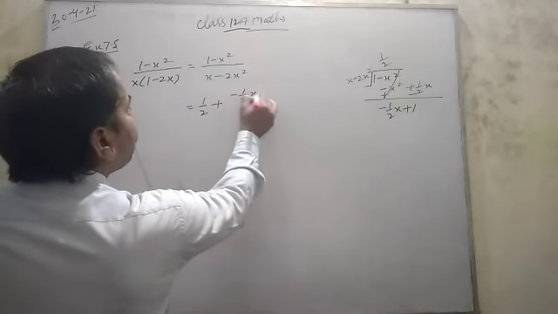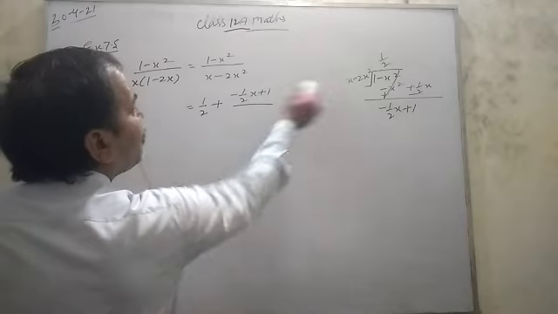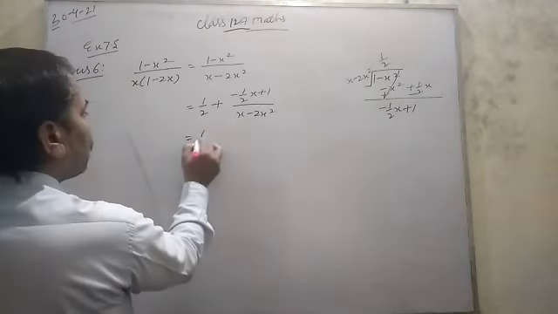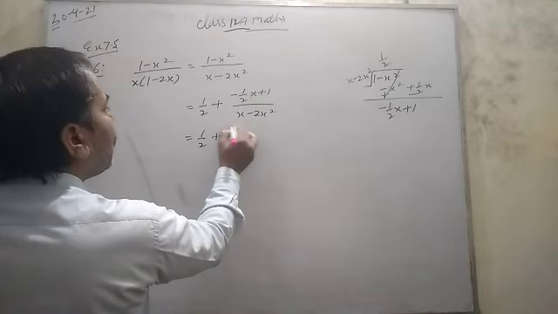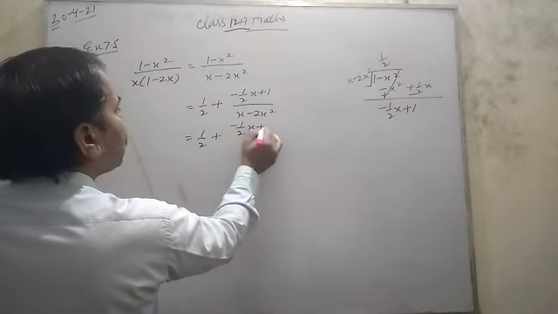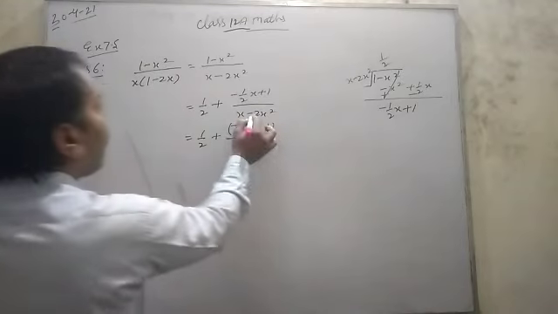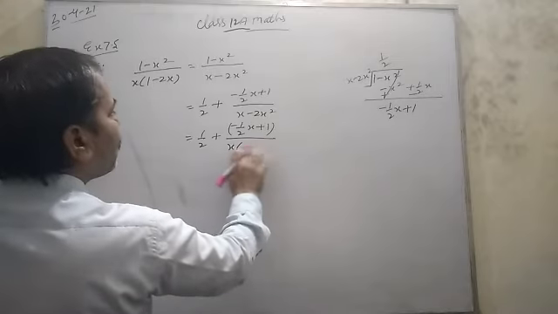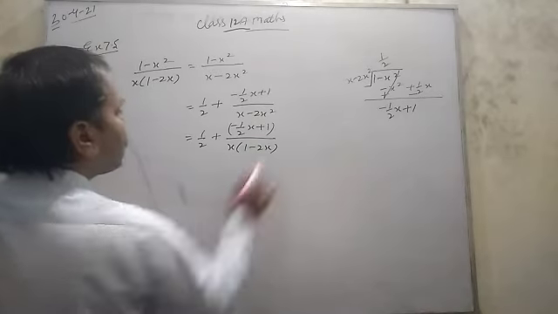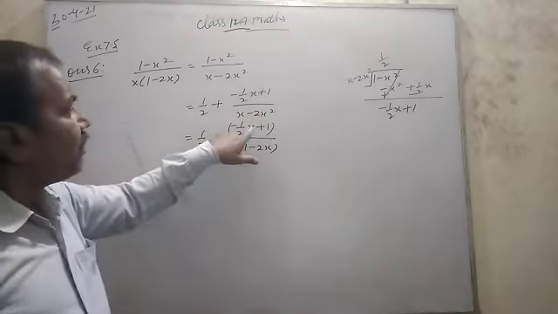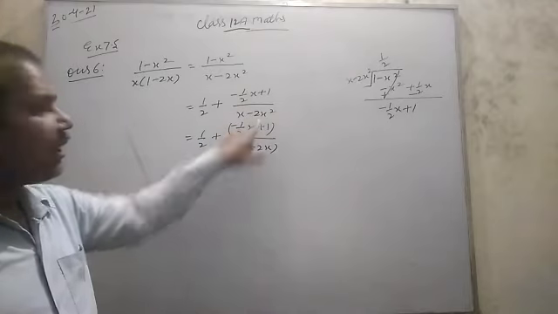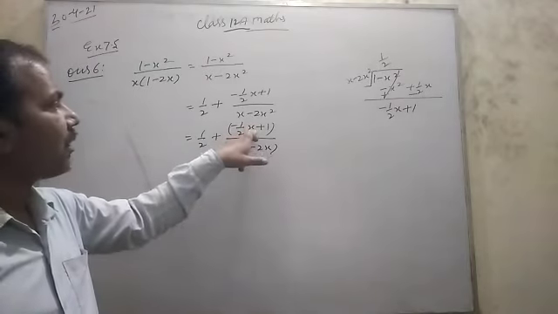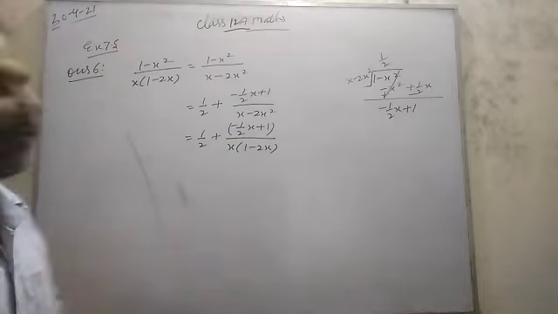remainder upon divisor. So x minus 2x square. So again 1 by 2, plus (minus 1 by 2 x plus 1) upon, again in place of that x, 1 minus 2x. So now the numerator has degree 1 and the denominator has degree 2. So it is converted so that the degree of numerator is less than the degree of denominator.